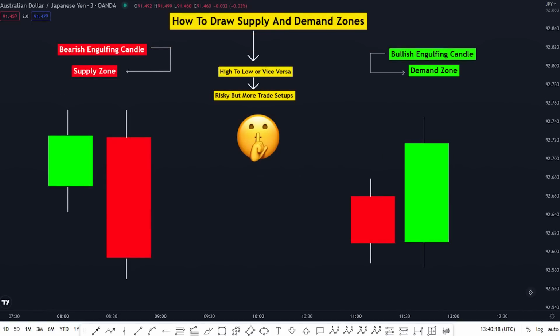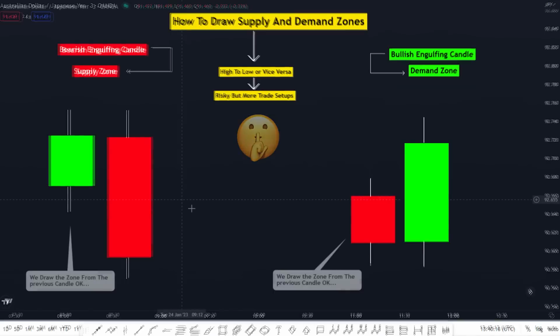We have 2 ways to draw supply and demand zones. The first one that we are going to start with has more trade setups, but the entries will be early. So using this one you will never miss any trades, but you will have a potential to risk more. To draw the supply and demand zone, you will draw it on the previous candlestick's high and low.